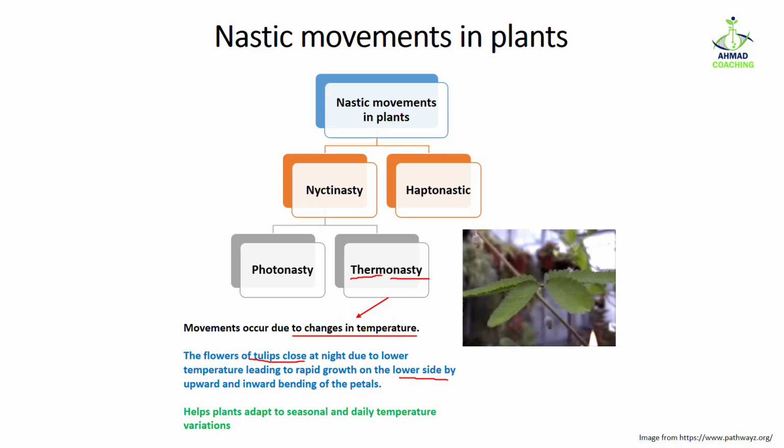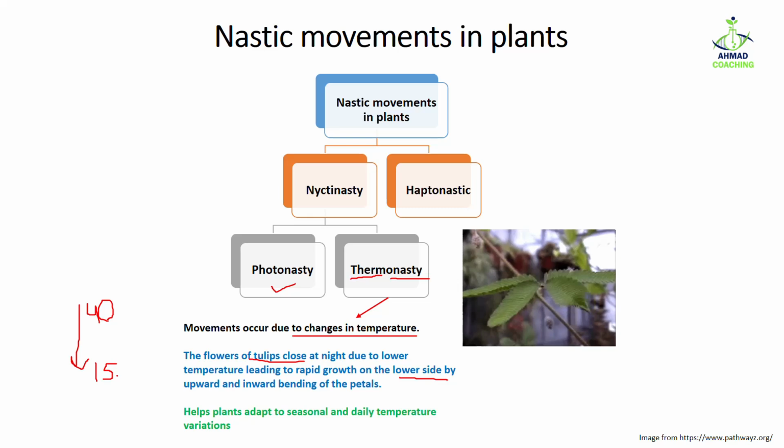So you must be thinking that okay, photonasty and thermonasty, aren't they the same? No, in photonasty we said that this is the intensity of light, but when it comes to thermonasty, it's the temperature. For example, during the day, because the sun is here, the temperature might go to 40 degrees Celsius. But in the night when there is no sun, the temperature might drop to around 15 degrees Celsius. So this change in temperature results in the thermonasty movements in plants. Because of this, the tulip flowers are going to close their petals because there is this unequal growth happening.